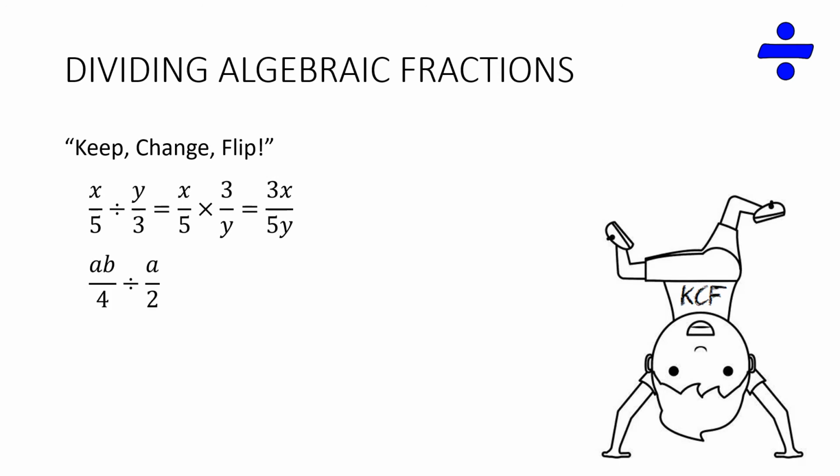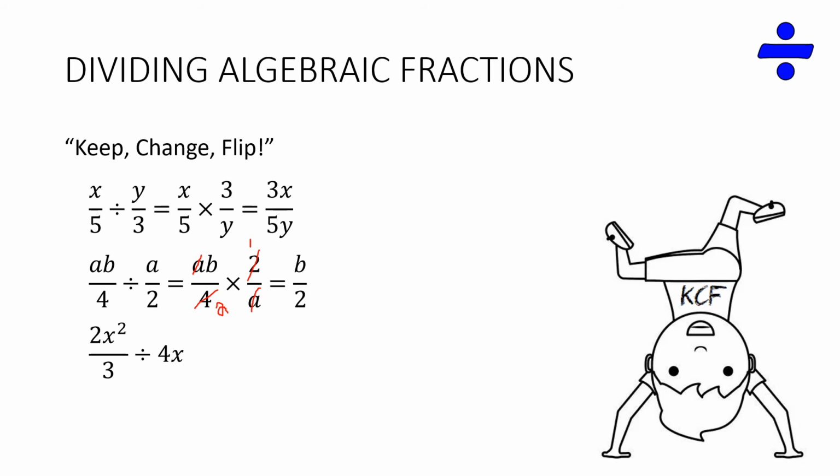How about this one? AB on 4 divided by A on 2. Keep, change, flip. Okay, a couple of things can cancel here. The A's cancel, and there's a common factor of 2. 2 goes into 2 once, 2 goes into 4 twice. All right, multiply across the top. B times 1 is B. 2 times 1 is 2. So our answer is B on 2.